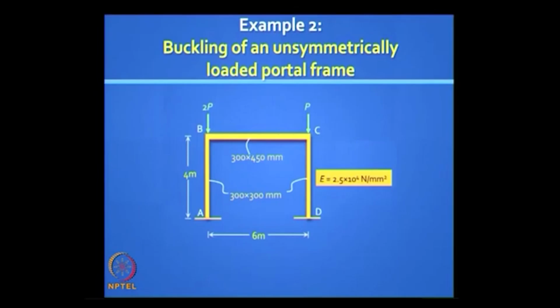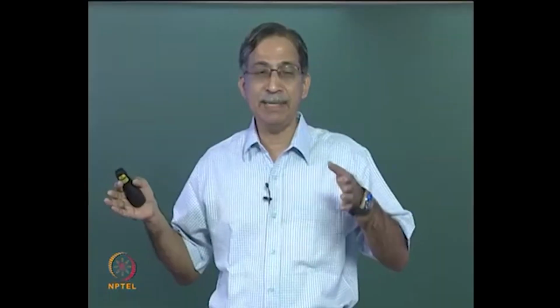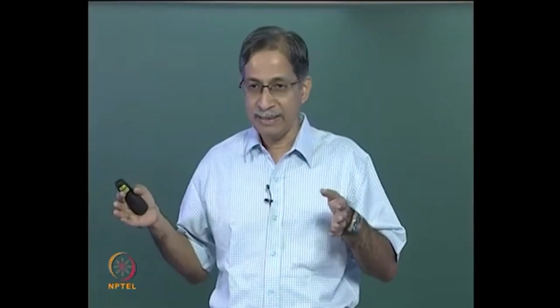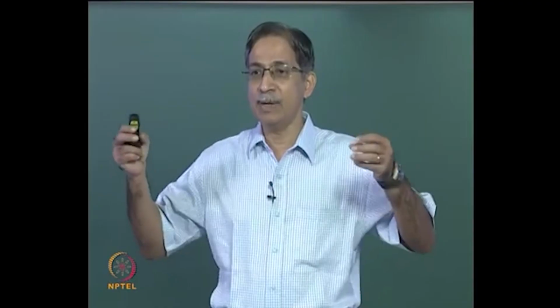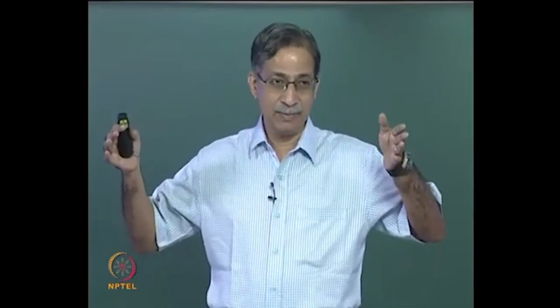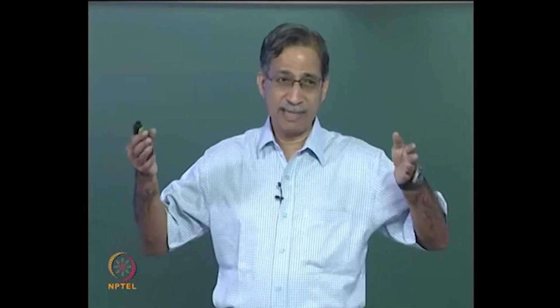Let us demonstrate with a portal frame. Okay, it is an unsymmetrically loaded portal frame. Typically how you find the buckling load is you have to keep incrementing the loads. Let us say you start with 0 but you keep that proportionality, you know, if at C you are applying P, at B it should be 2 times whatever you are applying, and if you were to do an experiment you keep loading it, maintaining that ratio, that is called a load factor, by the way.